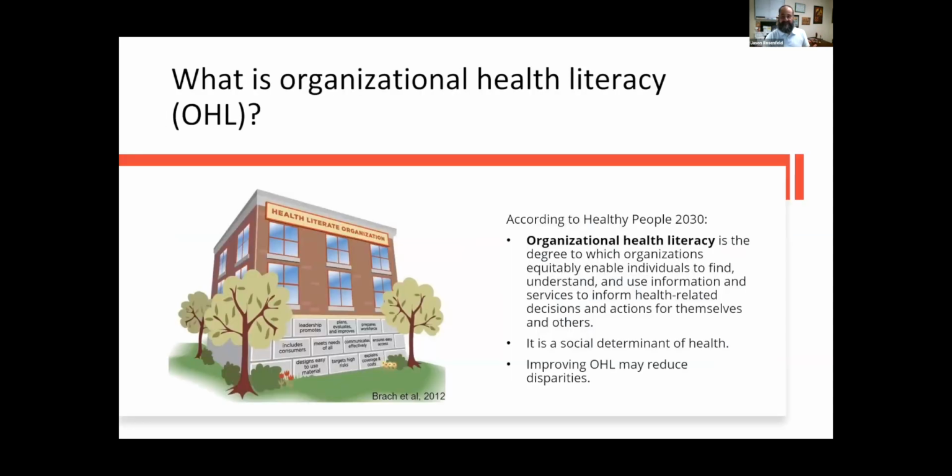So my last piece is to talk about this idea of organizational health literacy. This is a newish term that some of you may be familiar with, but according to Healthy People 2030, this is about the degree to which organizations equitably enable individuals to find, understand, and use information and services, right? So it's less about the individuals seeking services and information, but about the organizations providing those services and information. So is it equitable? Is it provided in plain language? And what we believe is that organizational health literacy may help to reduce health disparities in our most marginalized populations.